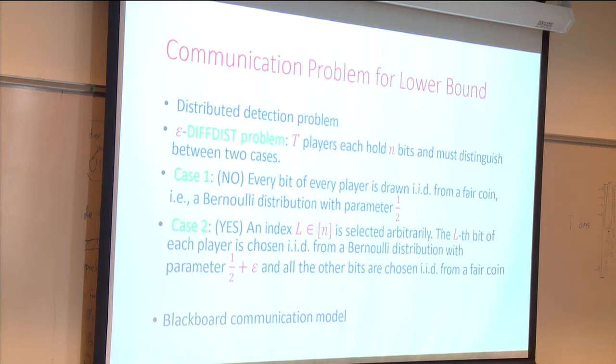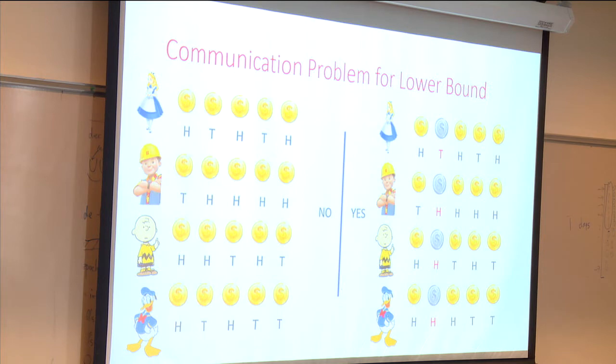So we're going to look at the Blackboard communication model. These players post their messages to the Blackboard. For the application to the experts problem, we actually only need the one-way model where the first player posts, then the second player sees the post, and so on. But the lower bound actually does hold for multi-round communication.